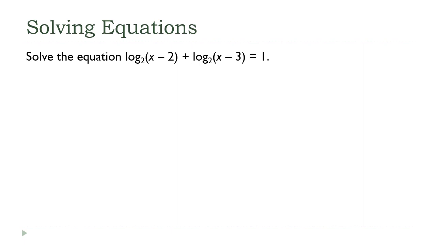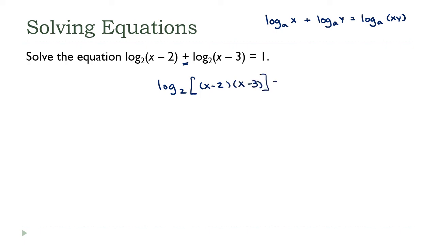All right, so how about this one? Very similar, only now we're adding the two logarithms. So now I'm going to use the formula that says when I'm adding two logarithms, I can combine them together and multiply. So let's do that. This becomes the log base 2 of (x minus 2) times (x minus 3) equals 1. And good. Now I'm going to go to the exponential version. 2 to the first equals (x minus 2) times (x minus 3).